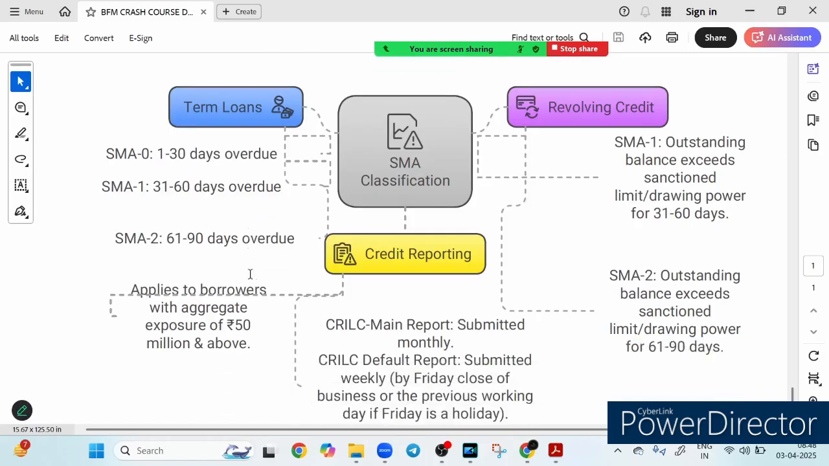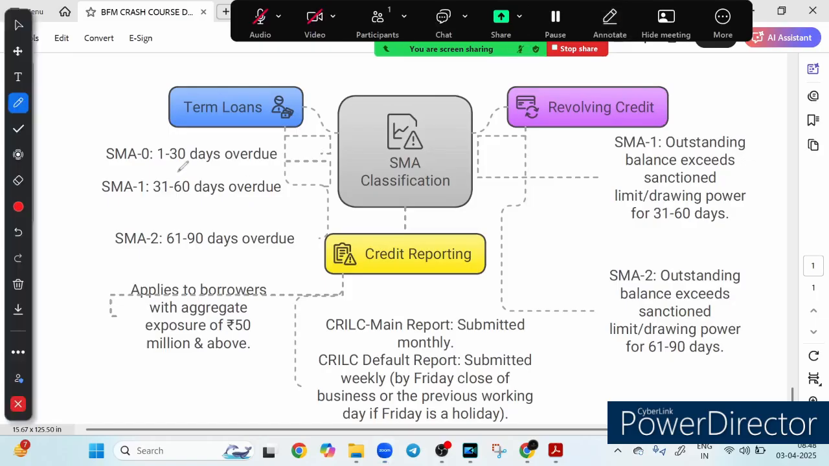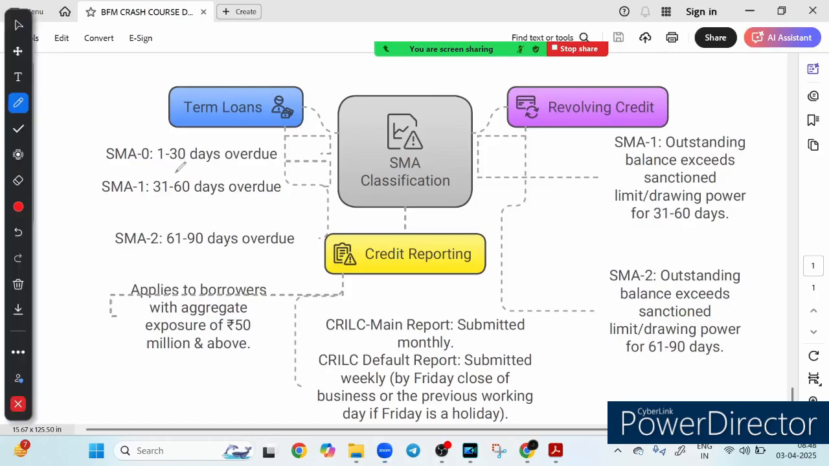If it is a term loan, remember, SMA 0 means the loan payment is overdue for 1 to 30 days. At this point it is just a minor delay and the loan is still considered in good standing. If the loan payment is overdue for 31 to 60 days, it becomes SMA 1, and if it is 61 to 90 days, it becomes SMA 2. So remember, this is for term loan.